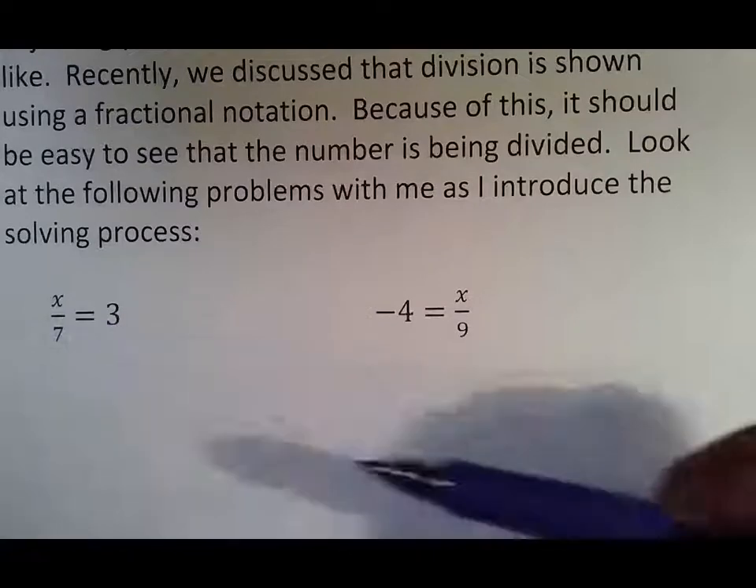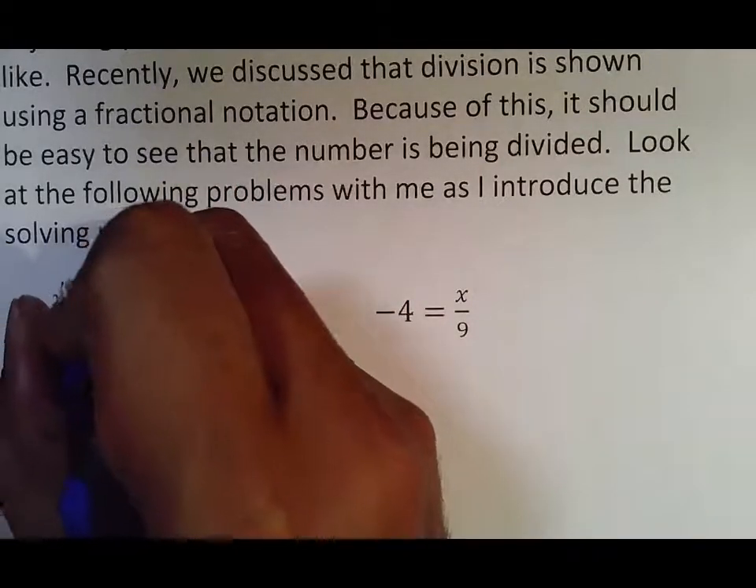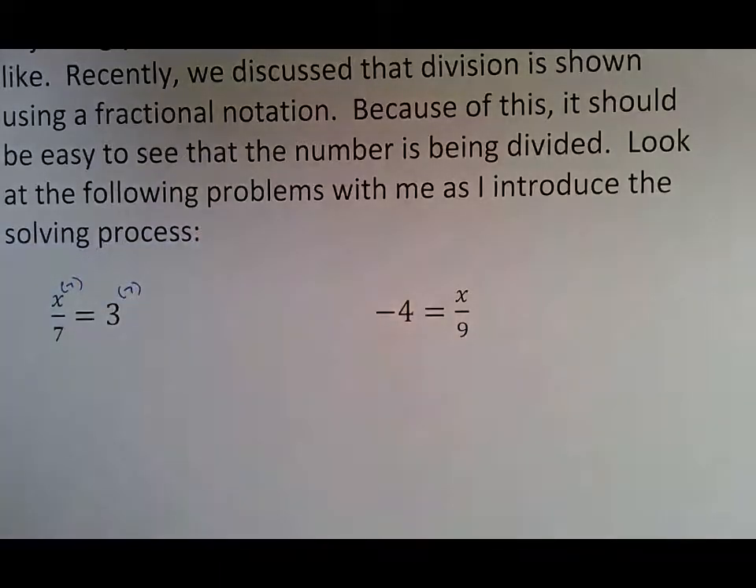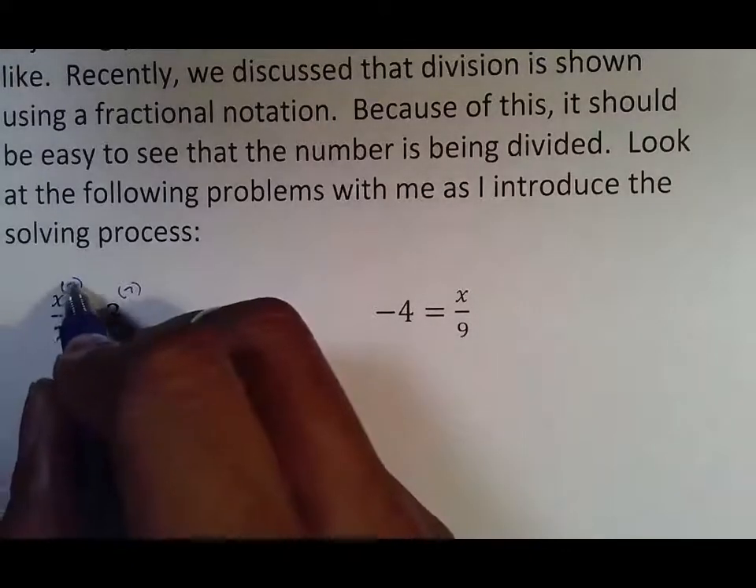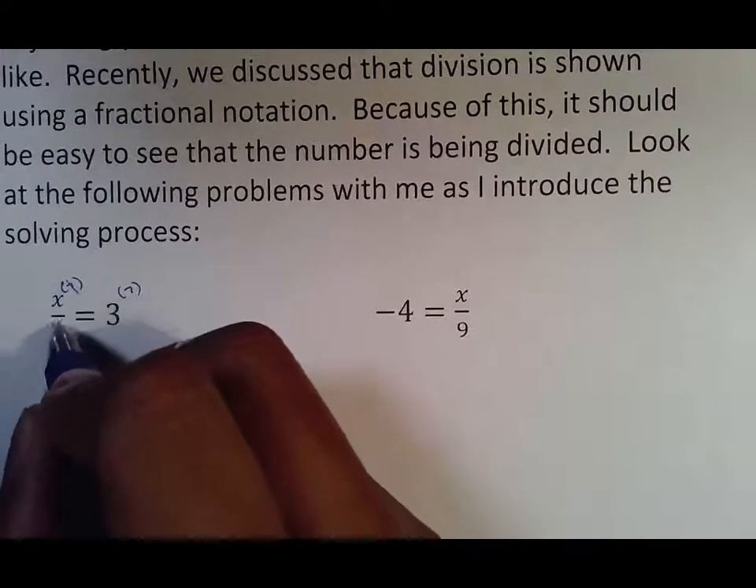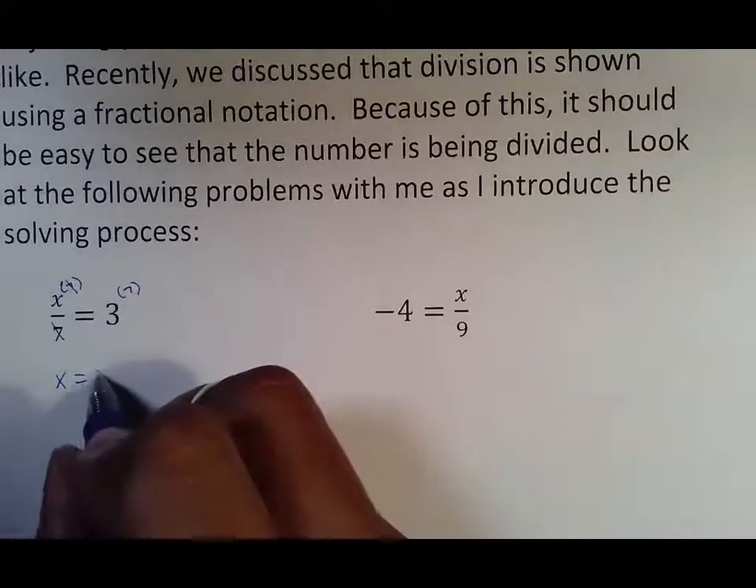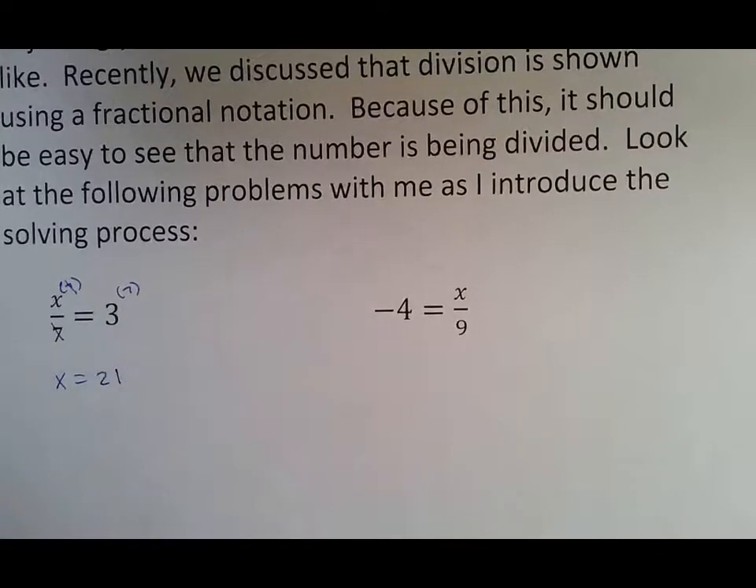Well, this is x divided by 7, and the opposite of division is multiplication. So what you will do is multiply by 7 and multiply by 7. Why do I put my 7 in parentheses? Because that's usually our sign for multiplying. So with that said, you have a 7 on top, you have a 7 on the bottom, and just like before, 7 divided by 7 is 1. Those two things go away, and 3 times 7 is 21.